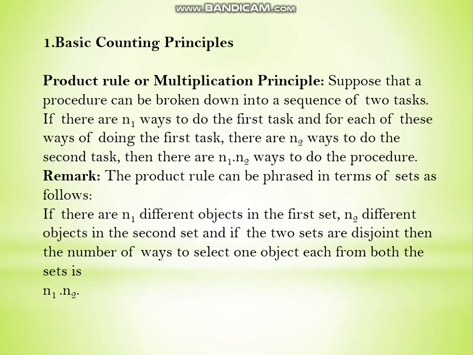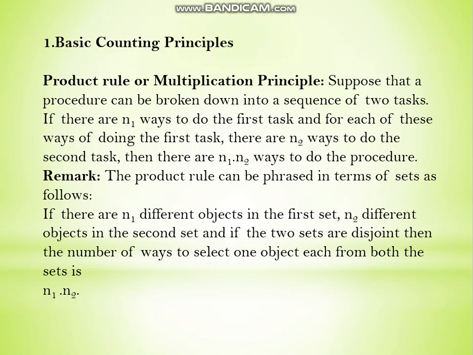The first is the product rule or the multiplication principle. Let us see when we are going to use this rule. Suppose that a procedure can be broken down into a sequence of two tasks. If there are n1 ways to do the first task, and for each of these ways of doing the first task, there are n2 ways to do the second task, then there are n1 into n2 ways to do the procedure.